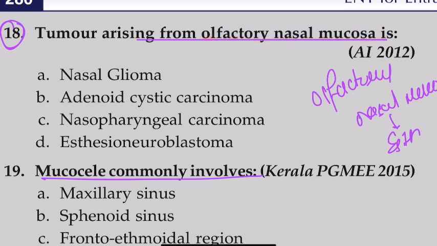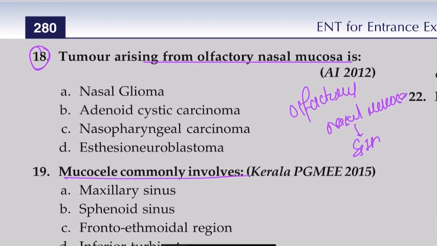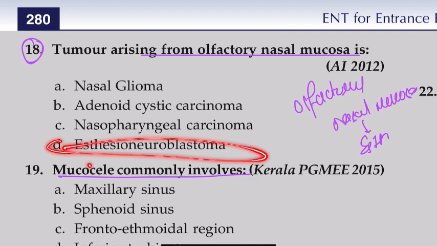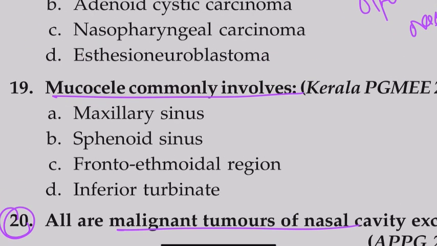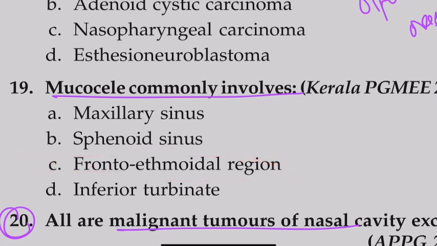Going to our next question: the tumor arising from olfactory nasal mucosa, what is the tumor? The tumor is esthesioneuroblastoma, right? The tumor arising from olfactory nasal mucosa is esthesioneuroblastoma, and it commonly involves the frontoethmoidal region, right?